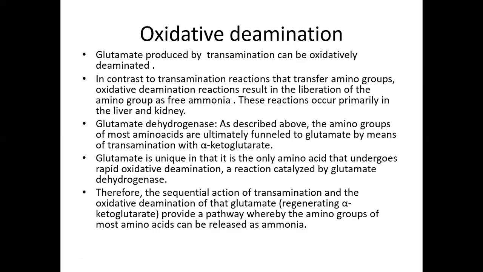Now, oxidative deamination: glutamate produced by transamination can be oxidatively deaminated. In contrast to transamination reactions that transfer amino groups, oxidative deamination reactions result in the liberation of the amino group as free ammonia. These reactions occur primarily in the liver and kidney. We have an enzyme called glutamate dehydrogenase that catalyzes the reaction. The amino groups of most amino acids are ultimately funneled to glutamate by means of transamination with alpha ketoglutarate. Glutamate is unique in that it is the only amino acid that undergoes rapid oxidative deamination, a reaction catalyzed by glutamate dehydrogenase.